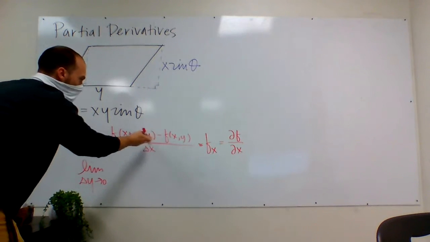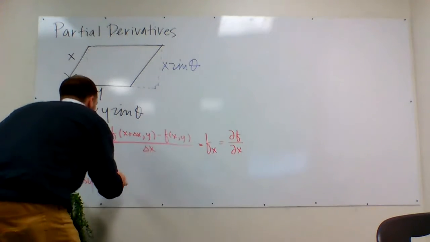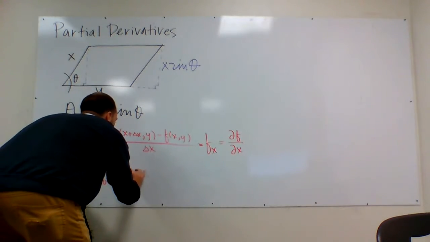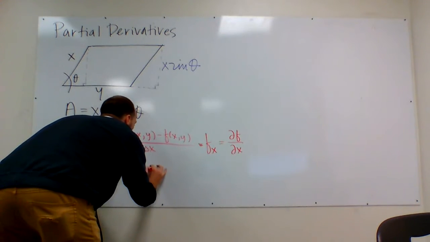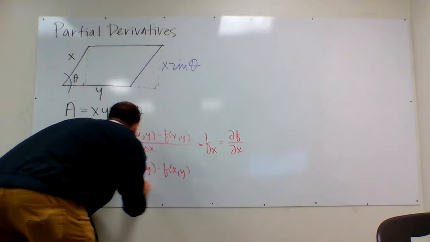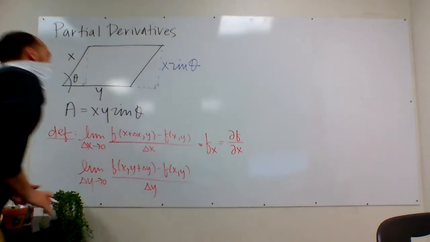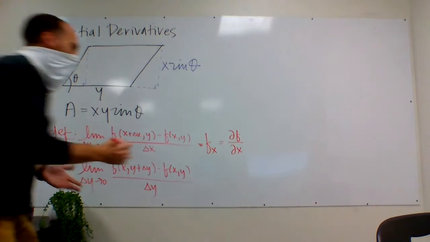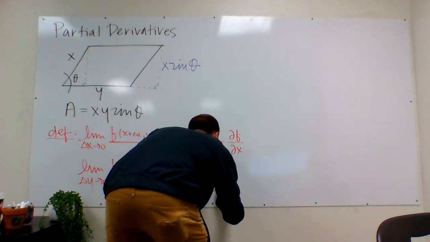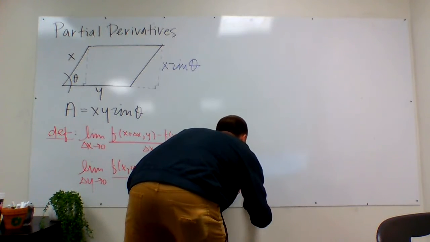And then I can say the same thing about y. I'm just going to tinker with y a little bit, let y get bumped up a little bit, and analyze the impact on the function. So f of x and y plus a little bit, minus f of x and y, divided by delta y. And we call this f sub y, or partial f, partial y.